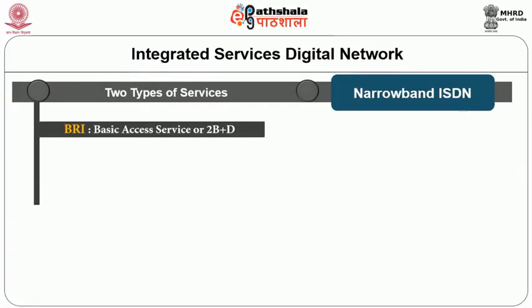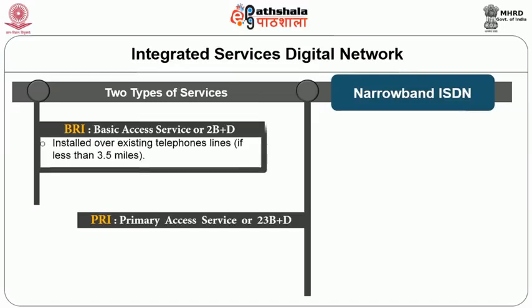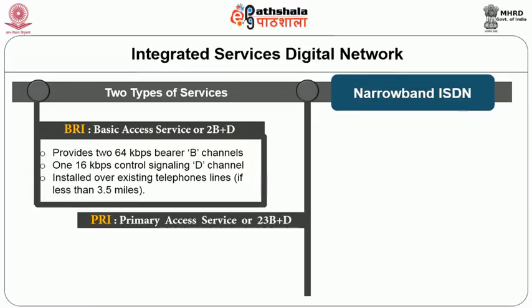One is called BRI and another is called PRI. BRI stands for Basic Rate Interface. In the basic access service, generally two connections are used, 2B, that is two B pipes, then one for signaling, and it provides two 64 kbps bearer B channels and one 16 kbps control signal channel, that is called the D channel.